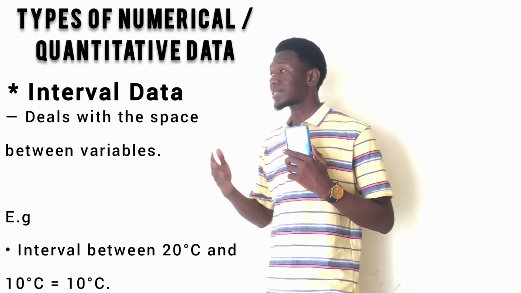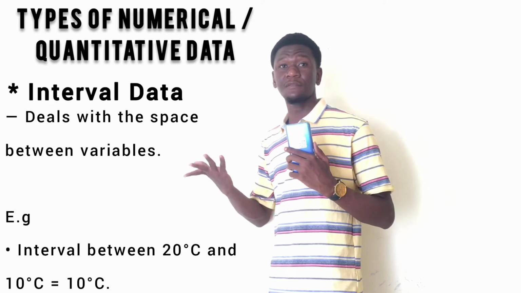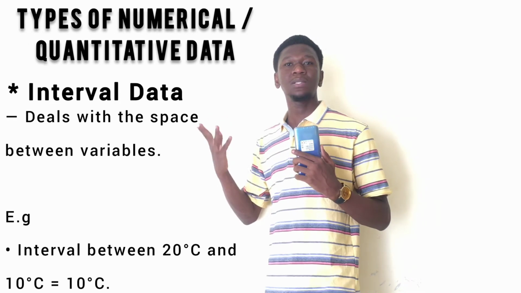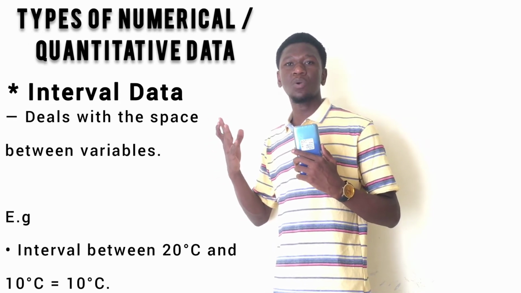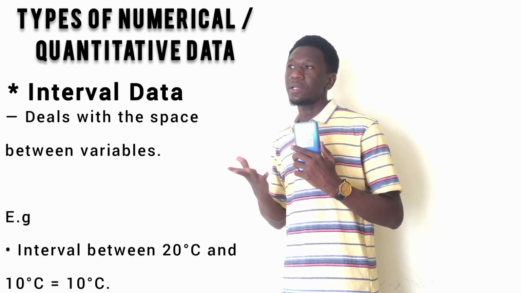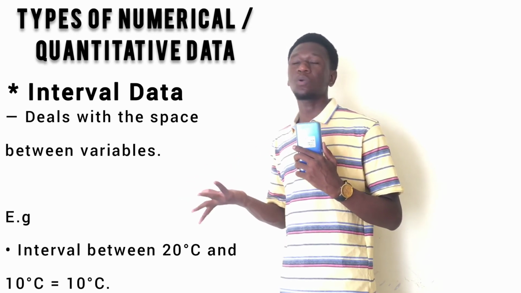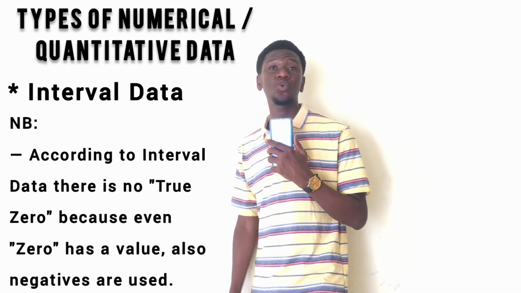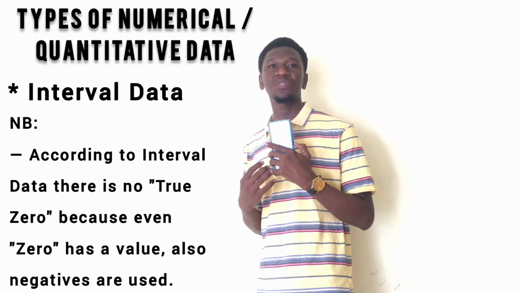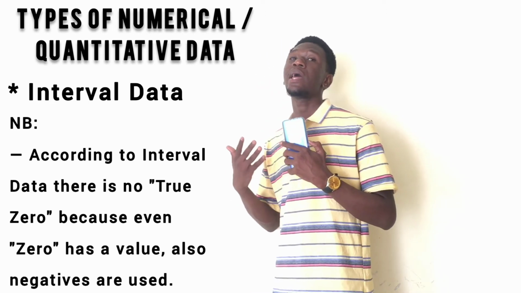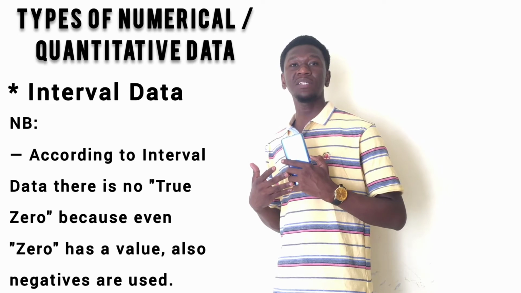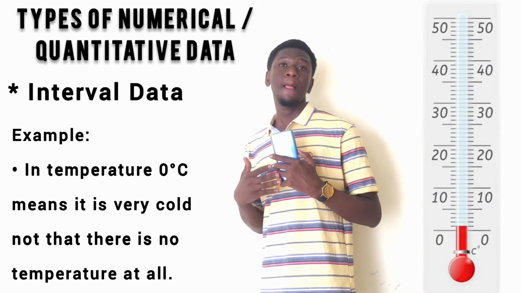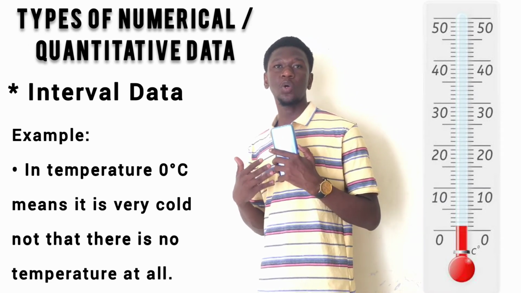Katika interval attribute data tunadili na ile namba ya katikati. For example, kuanzia 10 mpaka 20, difference yake, tofauti yake ni ngapi? Ni 10. That is so called interval attribute data. And according to interval data, there is no true zero, because even zero has a value. Also, negatives are used. For example, in temperature, 0 degrees means it is very cold, not that there is no temperature at all.